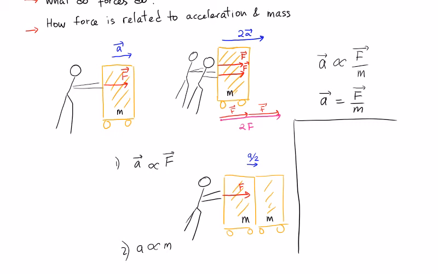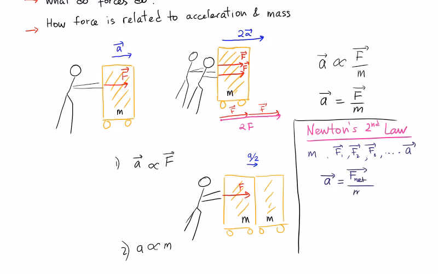Newton was the first to recognize these connections between force and motion, and this relationship is known today as Newton's second law, which states that an object of mass m subjected to forces, let's say F1, F2, F3, and so on, will undergo an acceleration a given by acceleration equals the net force over the mass, where the net force is the sum of all the forces.